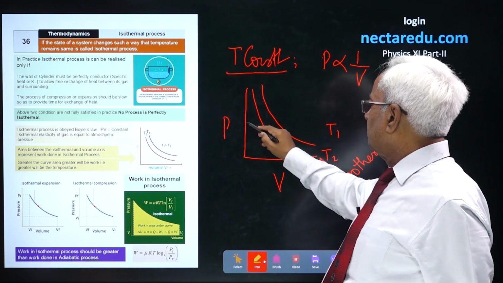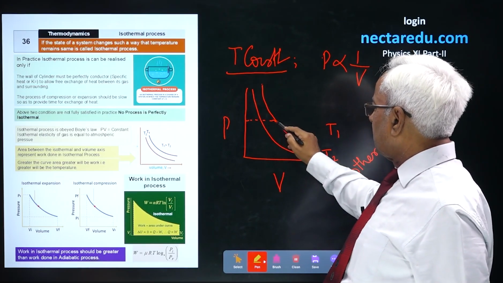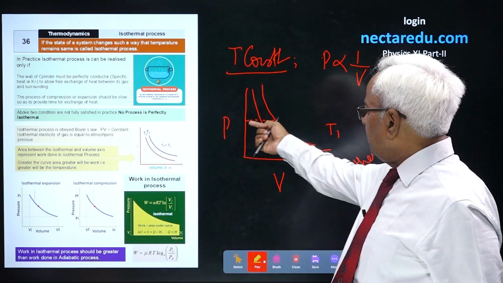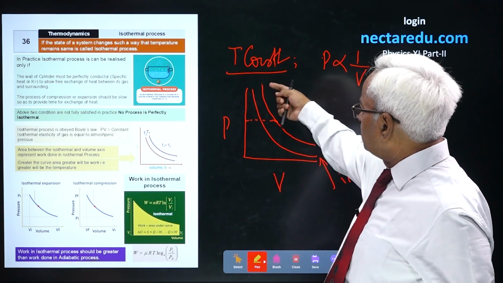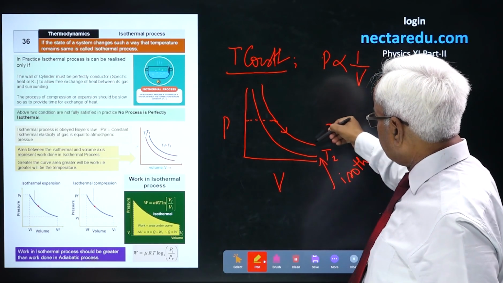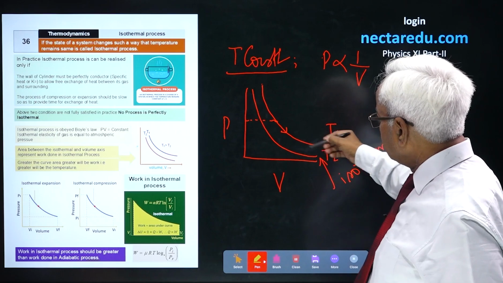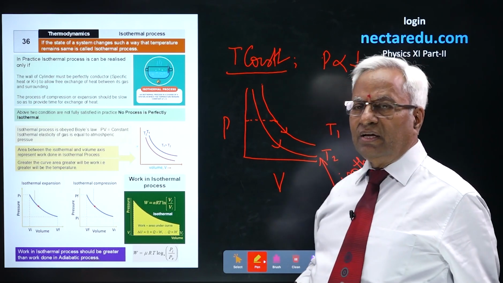One very interesting result we have for these isothermal curves: I am going to plot two curves, T1 and T2, and suppose I draw one particular line. This line is at constant pressure. Isothermal curve means throughout the curve the temperature will remain constant. So this is the curve at T1 and this one is the curve at T2 temperature. The entire curve is at T2 temperature.